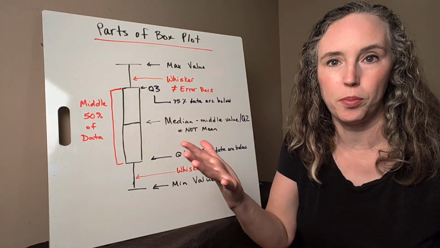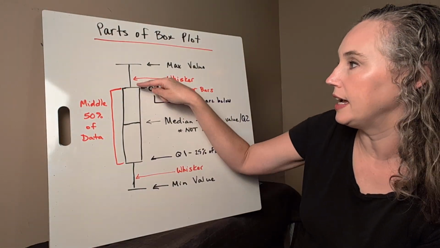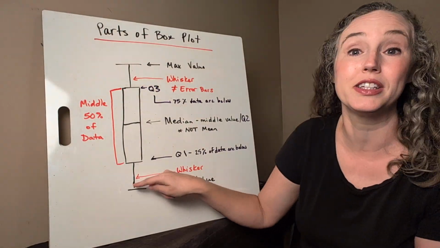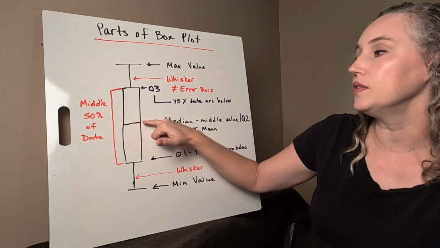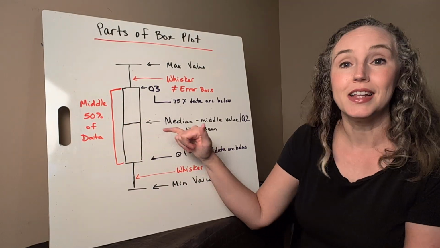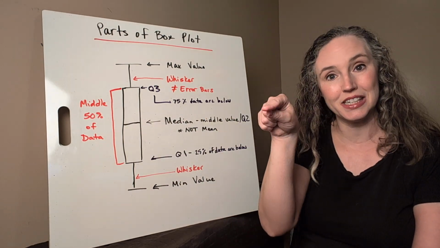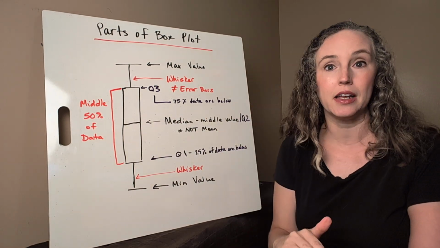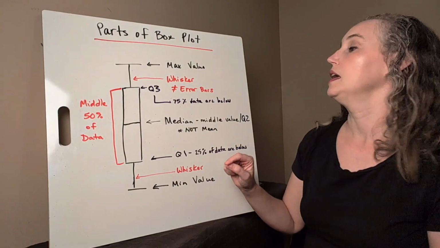First, let's look at the parts of a box plot. You have the box, and you have the whiskers. So these are not error bars, they're whiskers, and they have a different meaning. Then you have this line in the middle. The line in the middle is the median, the number that is in the center of the data if you lined it up. This is not the same as the mean, it's the median.